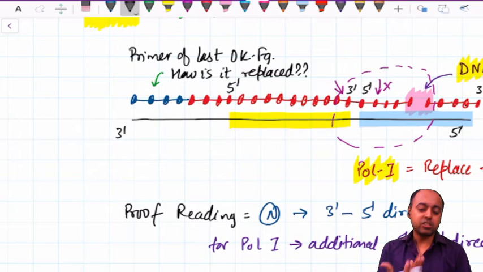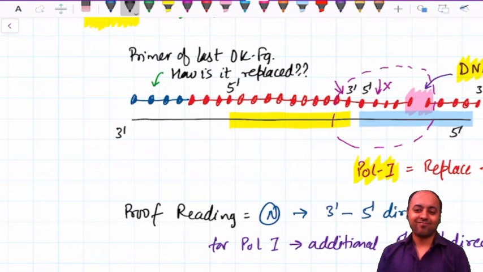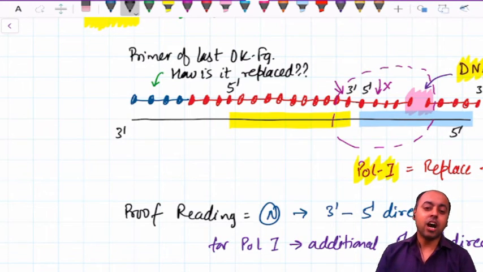It has to be replaced because it is RNA in nature and RNA is not a part of the final DNA structure. Anyone who can tell me the answer? How is the primer of the last Okazaki fragment replaced? I'm waiting for answers on the Telegram group.